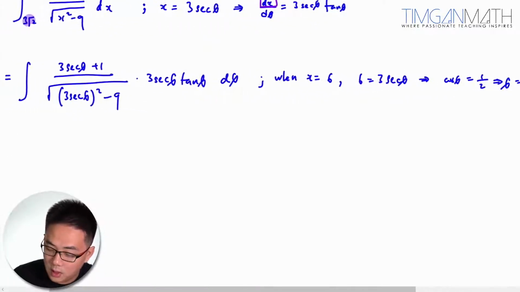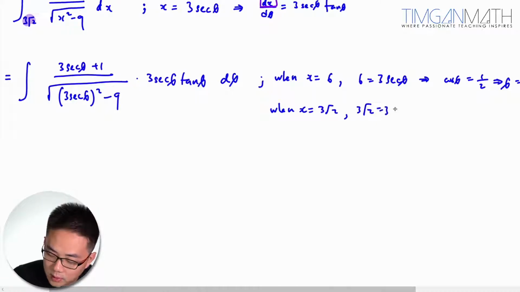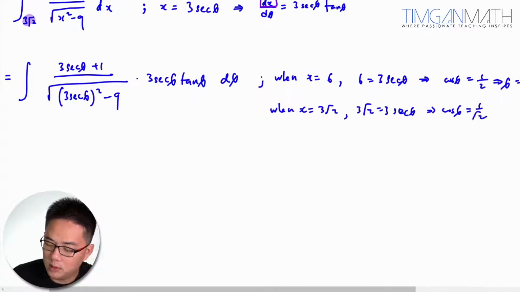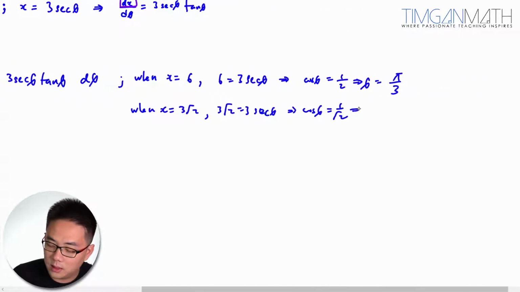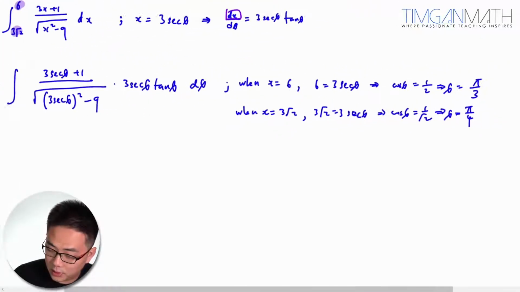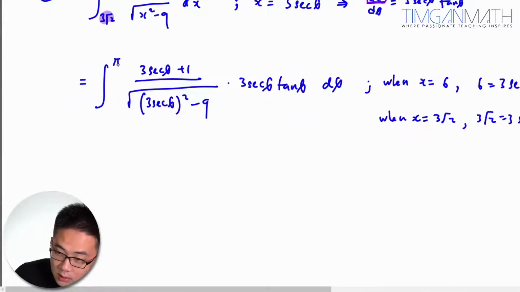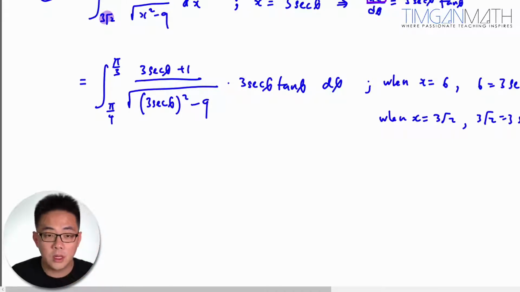That's important. So when x equals 3 over root 2, similarly 3 over root 2 equals 3 secant theta, and this will give us cosine theta equals 1 over root 2. 1 over root 2 means 45 degrees, which in turn gives us pi over 4. That's okay. So once we change that, the limits will be pi over 3 and pi over 4. I think that's pretty much okay.